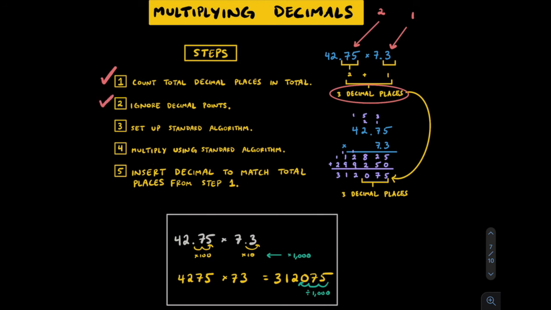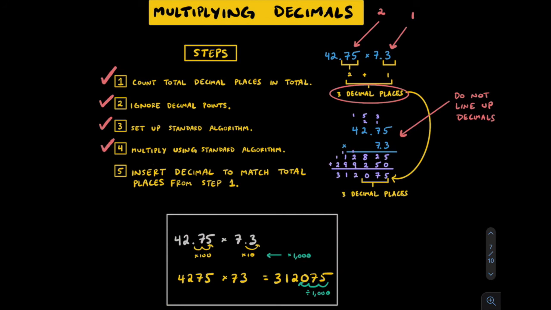Step 3, we're going to set up the standard algorithm. Notice how I don't line up the decimal points. While it's important to line them up when adding and subtracting decimals, it's not necessary when you're multiplying. Since we're going to ignore the decimal points, just line up the numbers based on their place values. Step 4, we're going to multiply using the standard algorithm.